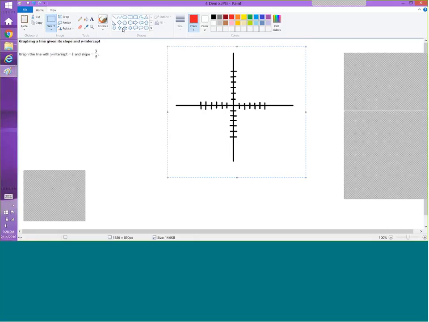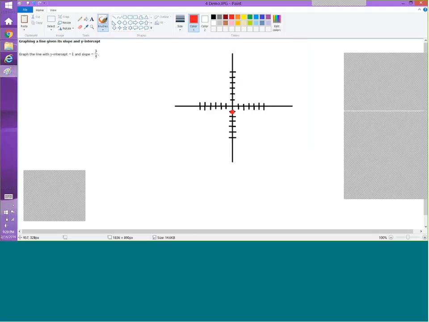Let's pick red as a random color here. If we graph a line with a y-intercept of -1, well, it means on my y-axis, I'm going to start from 0 and come down 1. Whoops, after I tell it to use the brushes. So I've got my y-intercept of -1.